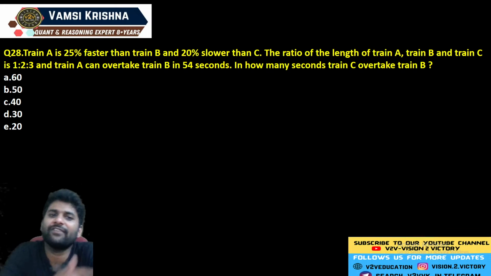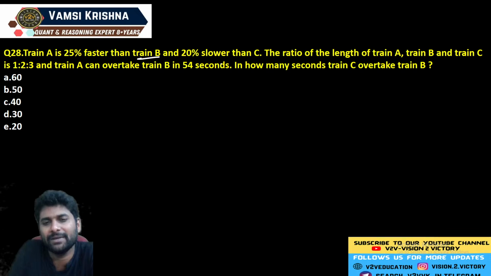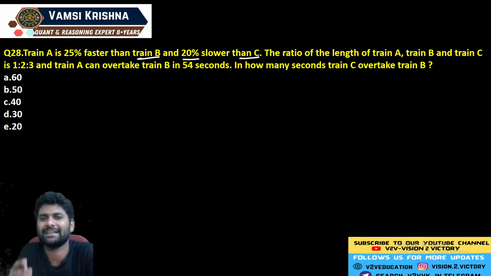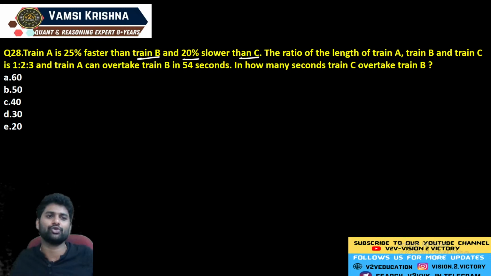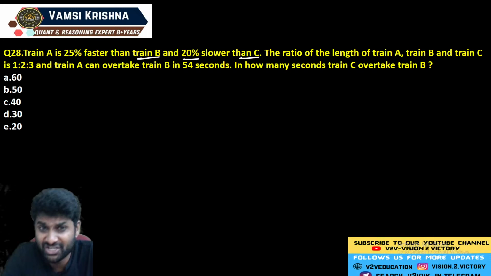If train A is 25% faster than train B and 20% slower than train C, the ratio of lengths of trains A, B, C is 1 is to 2 is to 3. Then train A overtakes, and overtake means both are traveling in the same direction. If train A overtakes train B in 54 seconds, then in how many seconds does C overtake train B? Train C overtakes train B.